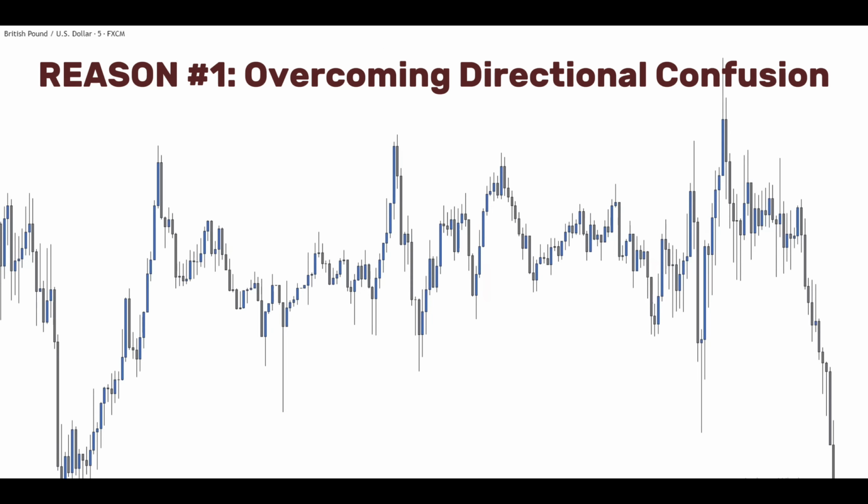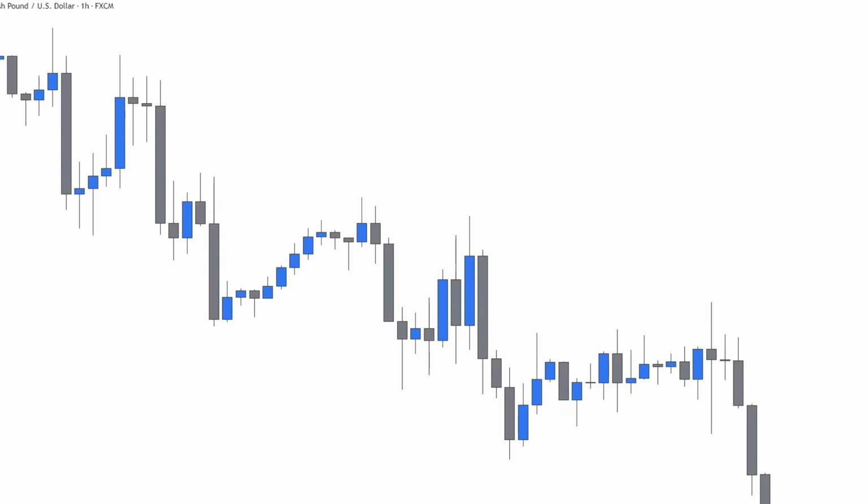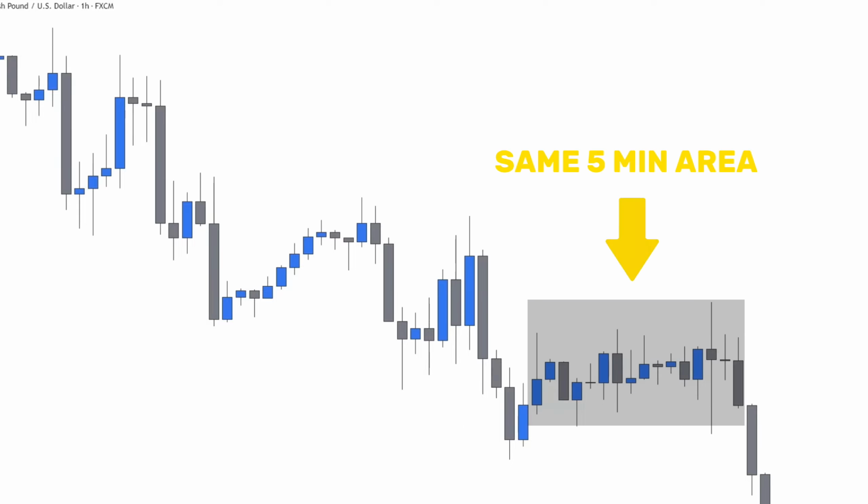Number 1, overcoming directional confusion. Here on the pound dollar 5 minutes chart, the market looks choppy without any visible direction. It continuously violates the structure levels to both up and down sides, confusing any trader trying to identify the direction. But if we zoom out to the 1 hour time frame, you can easily identify the market trend and the bearish pressure. This area is the same area on the 5 minutes chart we were previously confused by, so by knowing the higher time frame directional bias, we can take short entries with confidence.